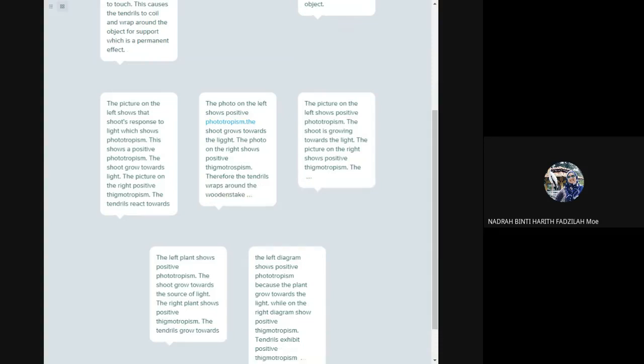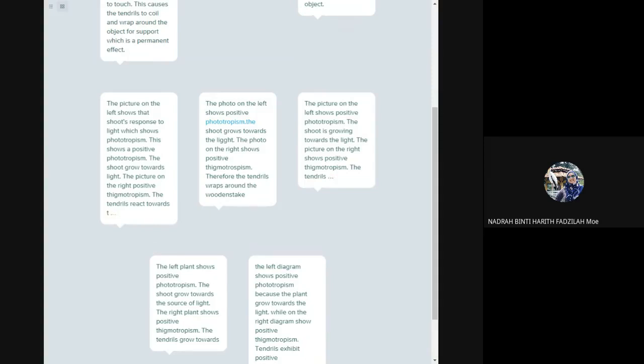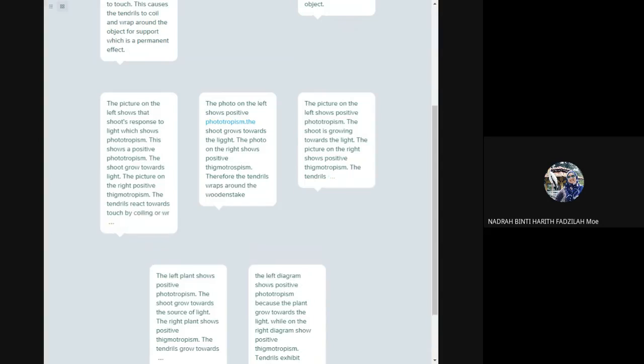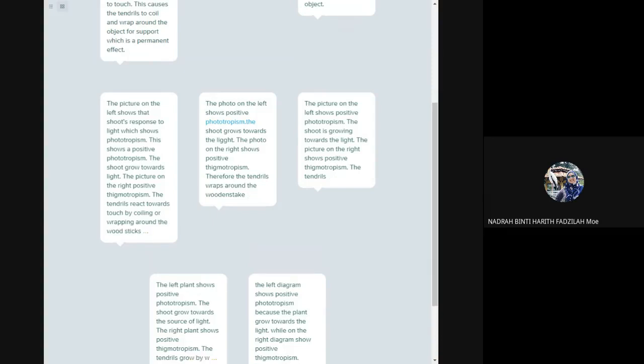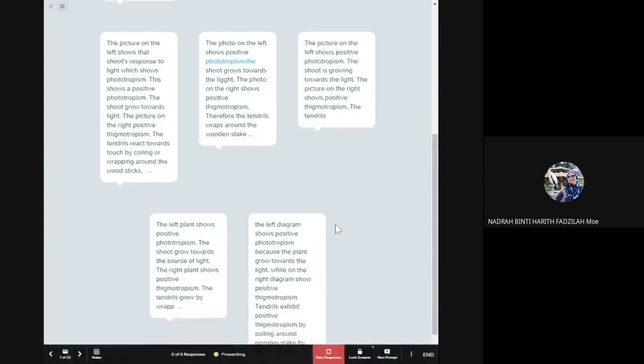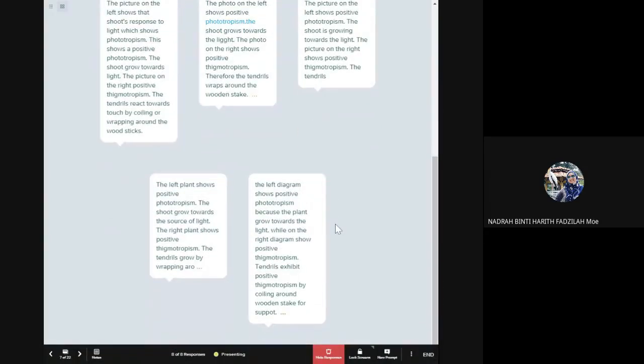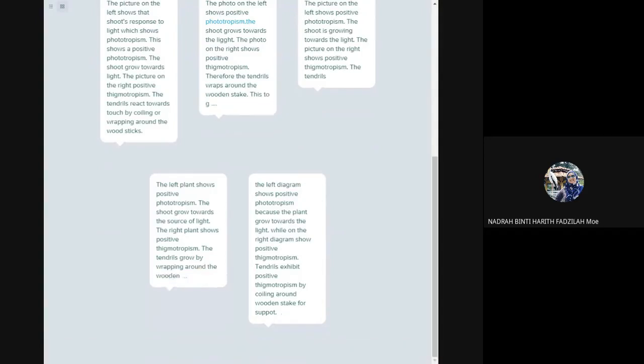Okay. The tendril react towards apa tu? Tendril wrap around the wooden stick. Pandai, bagus. Boleh tutup lagi, kita boleh tambah lagi. Kenapa tendril grow atau wrap around the wooden stick atau around the object? Untuk apa? Apakah tujuannya? For support. Very good. For support.